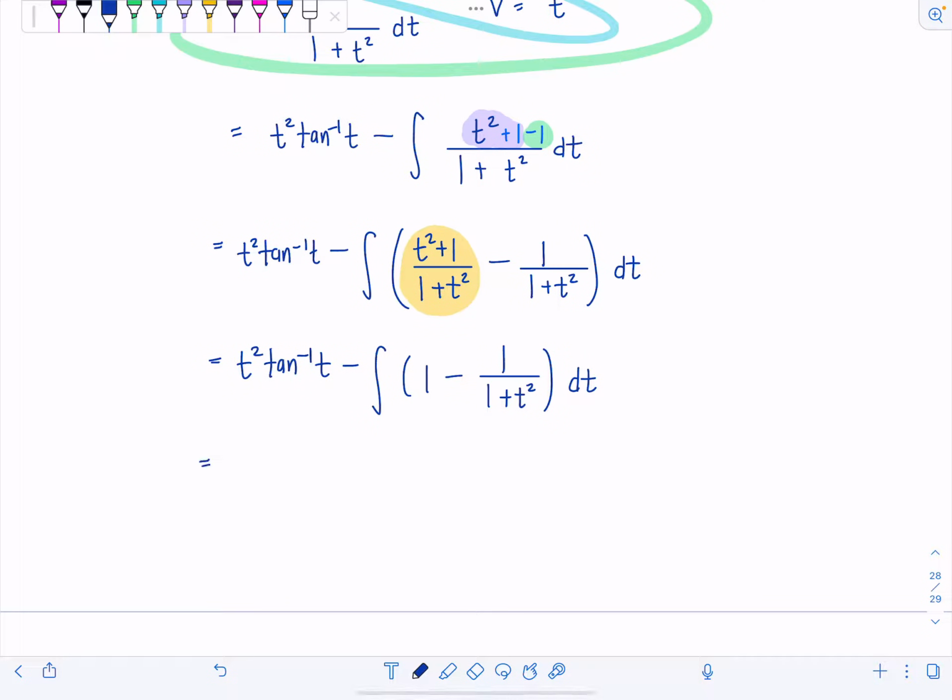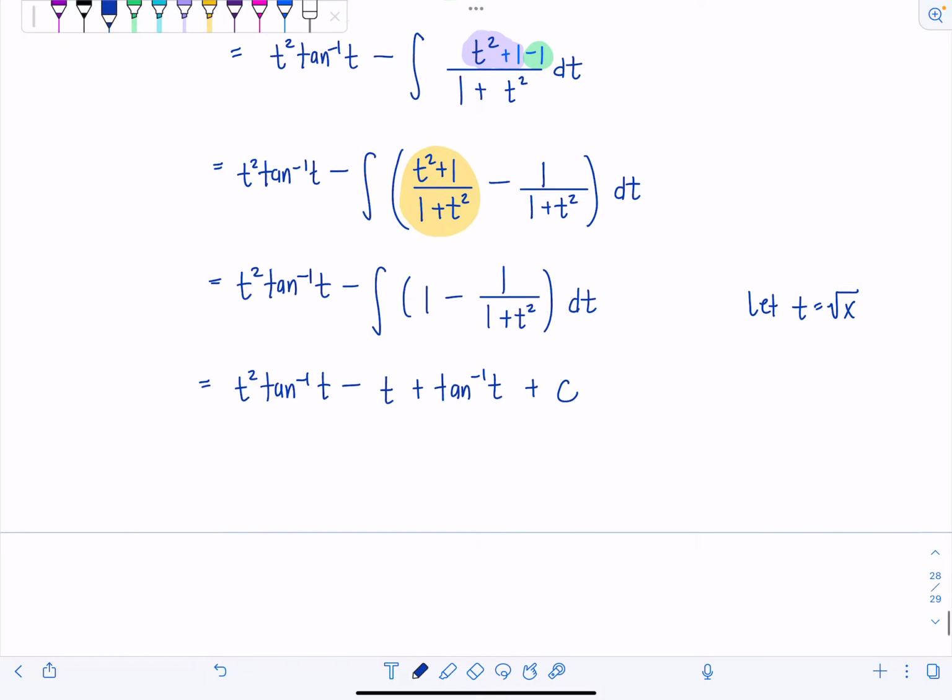Beautiful. So this mess is taken care of: t squared tan inverse of t minus the antiderivative of 1, just t. And then minus the antiderivative of 1 over 1 plus t squared, that's going to be plus tan inverse of t plus c. And before you get too excited and start boxing this, remember, originally we let t equal the square root of x. So we need to go back and substitute all of the t's with rad x, so everything's in terms of the original variable.